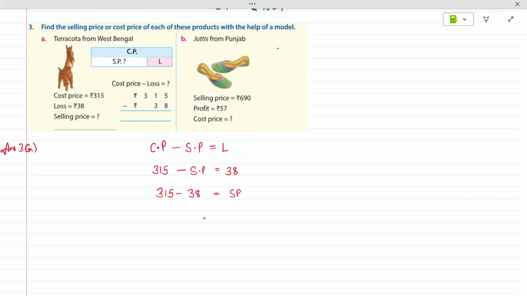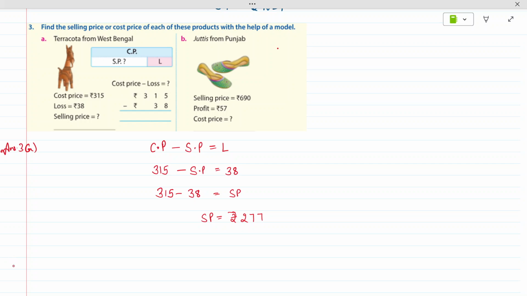which will be the selling price of this item. When we calculate this, it will come to 277. This is rupees 277, the selling price. And what they have done with the help of a model is the subtraction addition model. Since it is a case of loss, the cost price contains both the loss and the selling price. If we combine these two, we get the cost price, and we have done the same thing here.